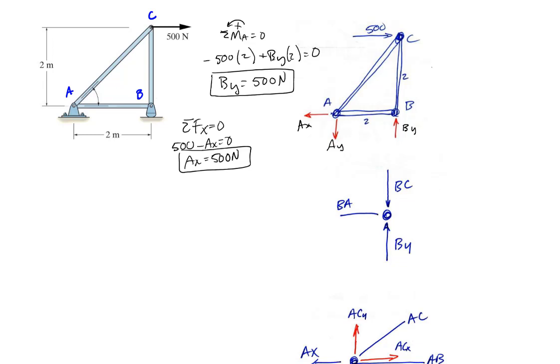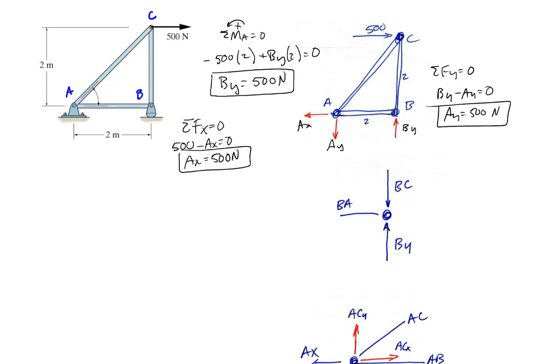And I'm going to move over here and sum of the forces in the y is equal to 0. So here I have By minus Ay is equal to 0, so Ay is equal to 500. Also positive in the direction that I've drawn my arrow. Alright, so that's a good way to get started. Find those reactions.